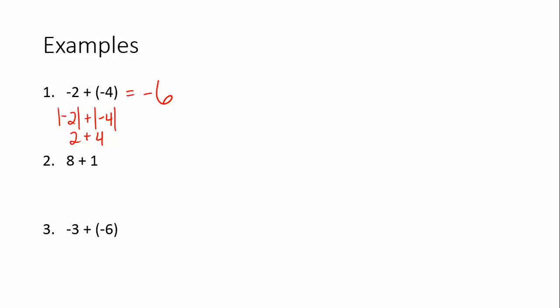Number 2, this is the type of addition you've been doing for a long time, adding two positive numbers. 8 plus 1, also going to be a positive answer, is 9. Number 3, we have -3 plus -6, so those are both negative numbers. Our answer should be negative. And again, if you think about adding the absolute values of these two, you're essentially just adding 3 and 6, and that gives you 9. So the answer here is -9. Examples should all be written into your notes with the answers also included.